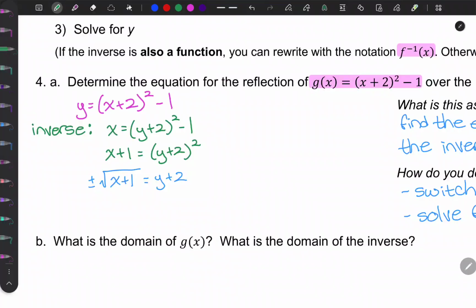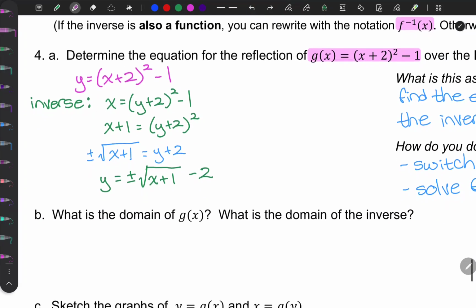Next, we just want to finish getting the y by itself so we can move the 2 to the other side. So y is equal to plus or minus the square root of x plus 1. And then outside of the square root, we have a minus 2, which we moved over from the other side. That is our inverse. Now, because we have this plus or minus in front, our inverse is actually not a function. So I will leave it in the form y equals.